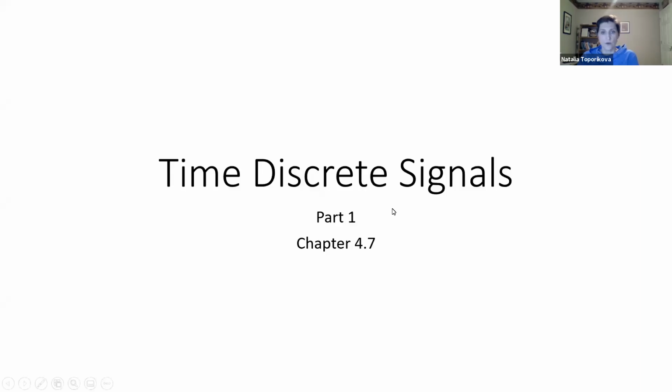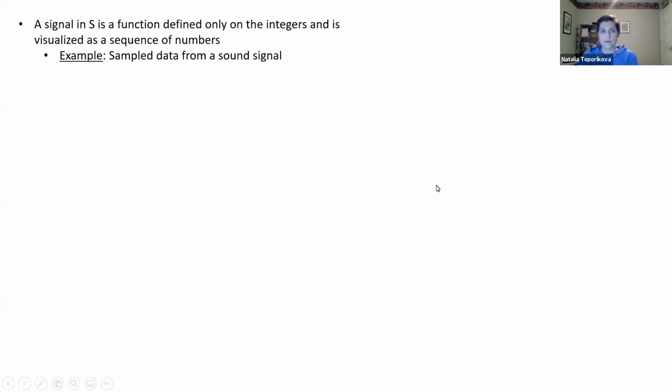Hello, this is the first part of chapter 4.7, and we're going to talk about discrete signals. Signals are everywhere around us these days. You probably have heard about the Internet of Things, which is a way to collect signals from pretty much any device you encounter. In general, we call a signal any digitized sequence. So any function which is defined on integers is generally called a signal.